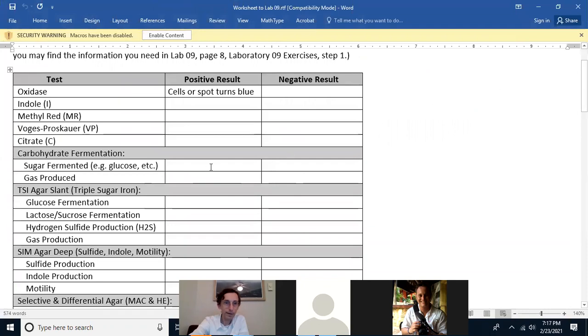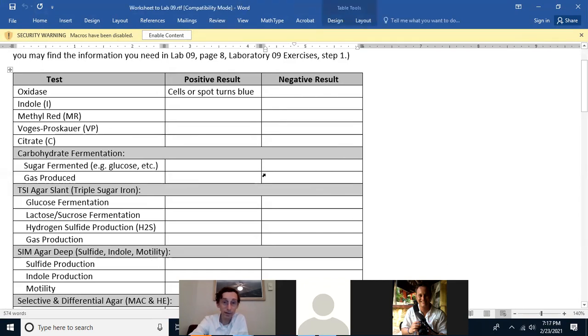So you have to answer these questions, what the positive result looks like, what the negative result looks like for the oxidase test, the indole test, and all of these tests over here. You'll need to look at Microbuzz for help on some of these. Some of these, the videos will show you, as well as the lab has discussed them. But where the lab hasn't discussed them, you can look on Microbuzz and then say what the positive result looks like for oxidase. The cells or the spot turns blue. The negative result, I'll give you the answer, it's not blue, okay? And you have to fill in this table for your worksheet. Any question about that?